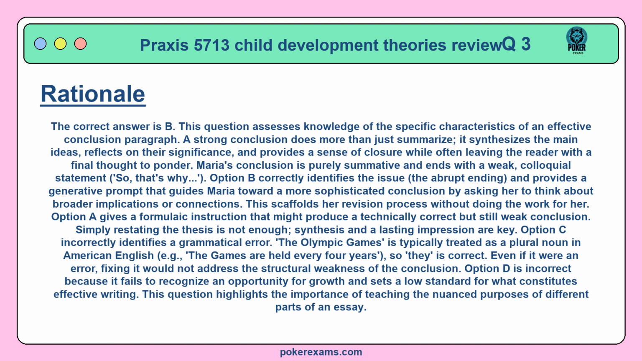Maria's conclusion is purely summative and ends with a weak, colloquial statement, so that's why Option B correctly identifies the issue, the abrupt ending, and provides a generative prompt that guides Maria toward a more sophisticated conclusion by asking her to think about broader implications or connections. This scaffolds her revision process without doing the work for her.